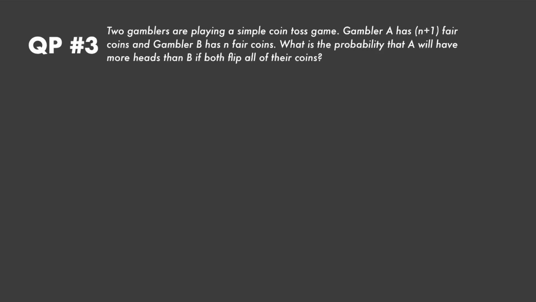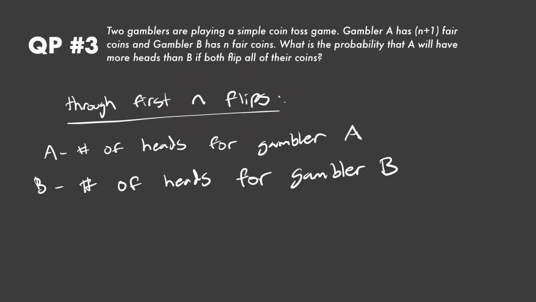the first n flips. So for the first n flips, let's define some random variables. Let's let A be the number of heads for gambler A, and let's let B be the number of heads for gambler B. So since these are both samples from the exact same distribution, we have symmetry. What does that mean? Well, that means the probability of A being greater than B is just equal to the probability that B is greater than A.